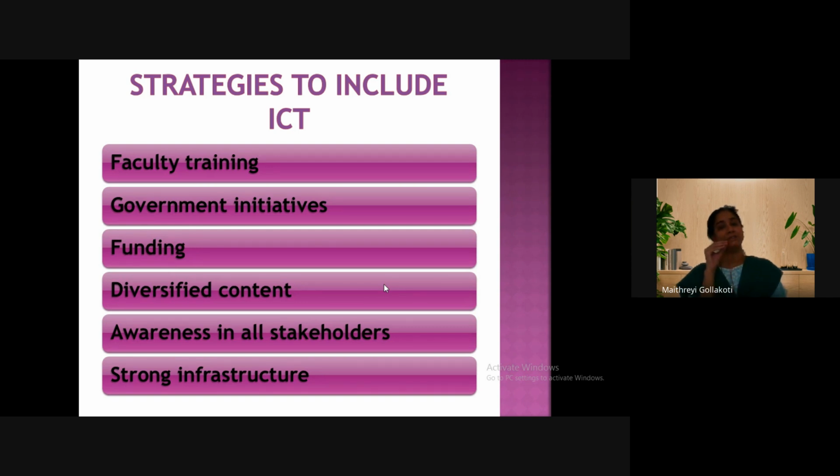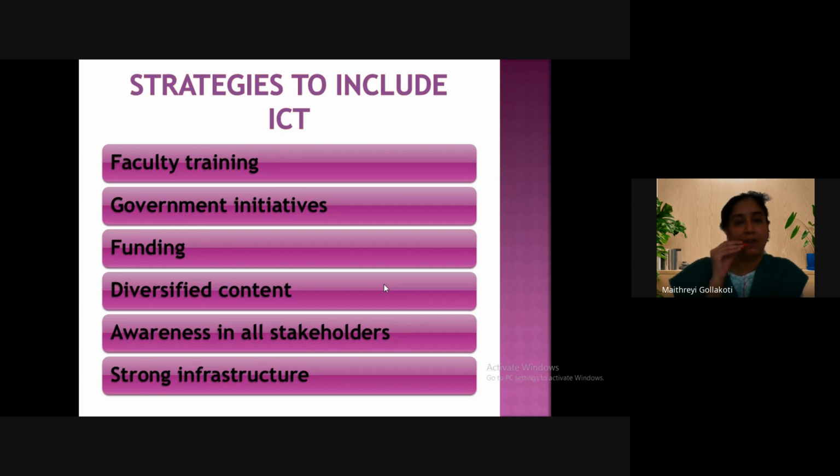And awareness in all stakeholders, not just the teacher, not just the student, even the management as well as the parents should be aware of ICT. They should be made aware of ICT. More campaigns should be conducted, not just for faculty, even for parents. I think we have to conduct short sessions for them to bring awareness about ICT, so that they can do their part at home with the students. So I think everybody should be involved to make this happen, to make this a success in a big way.